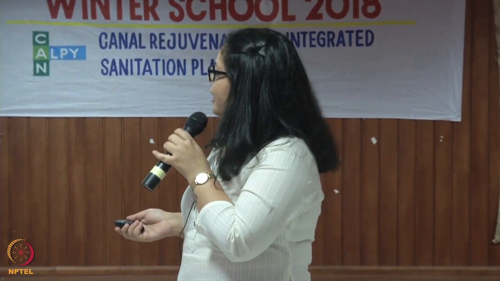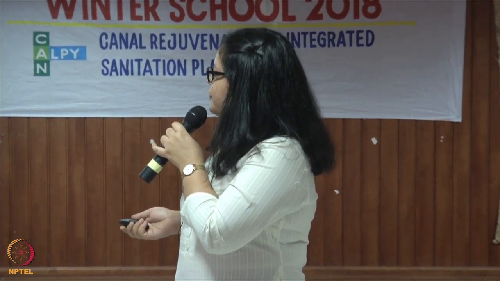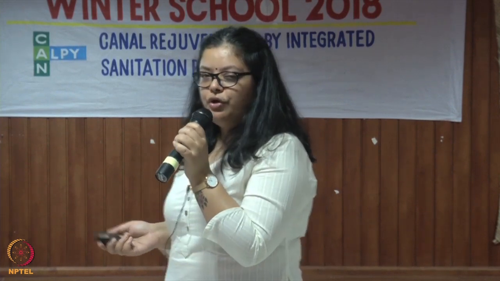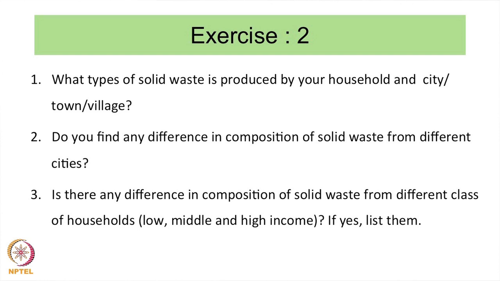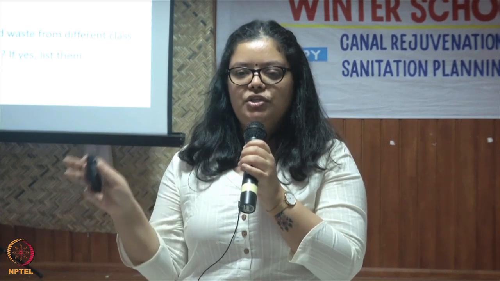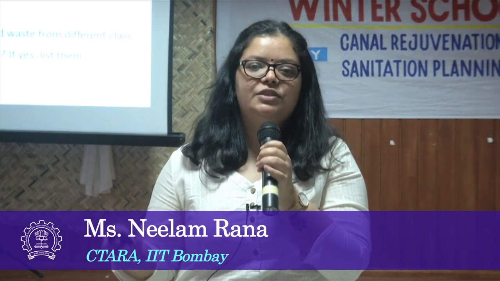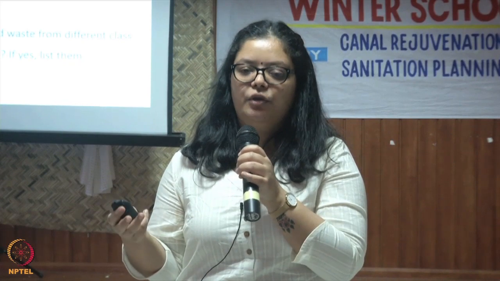What type of solid waste is produced by your household? Do you find any differences in the composition of solid waste from different cities? Is there any difference in the composition of solid waste from different classes of household, like high income, middle income and low income? Each group has different cities. By composition I mean again biodegradable and non-biodegradable. So are there any differences in the composition of solid waste being generated across cities? And what kind of waste is generated? Mostly, the percentage is higher for which kind of waste at your household level?